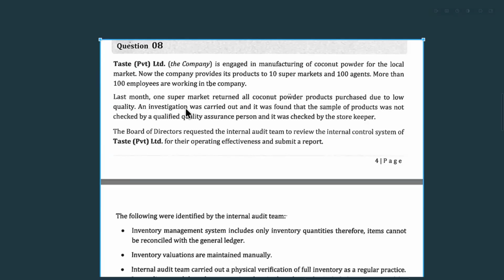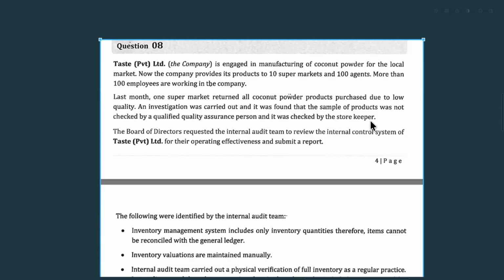Let's read it. An investigation was carried out and it was found that the sample of products was not checked by a qualified quality assurance person. So sometimes there are quality assurance persons for the quality checking, but they are not qualified to check it properly. Even then, they didn't check the samples, and it was checked by the storekeeper.